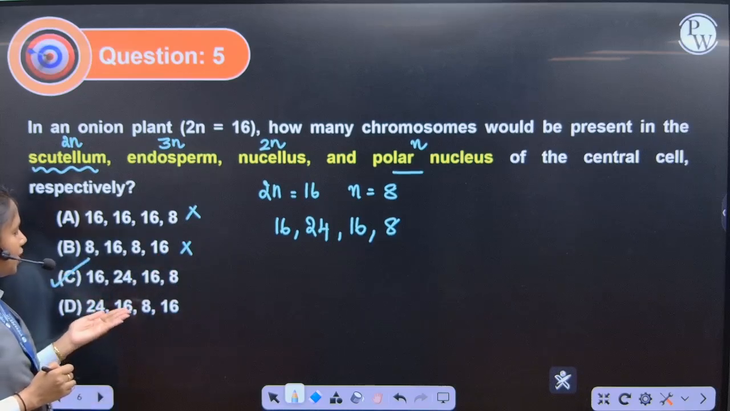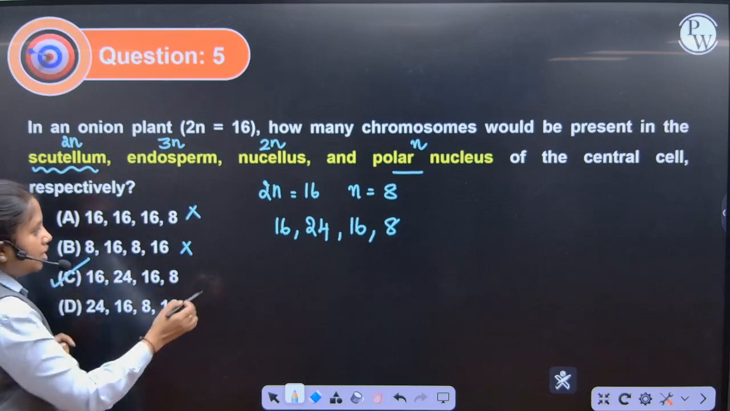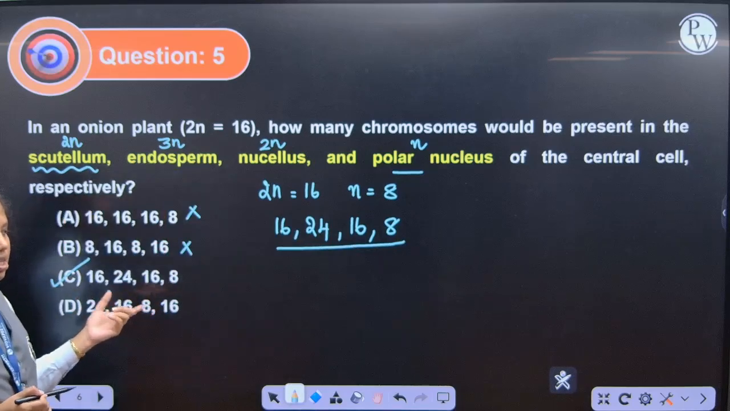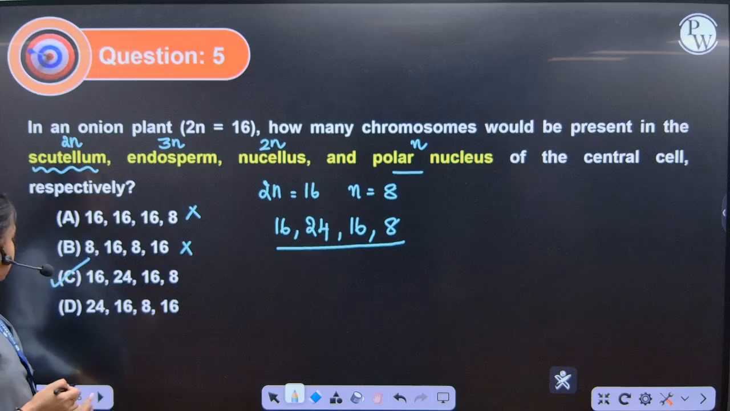The last option is 24, 16, 8 and 16. So here we have got 16, 24, 16 and 8, and option C says the same. So the correct answer will be option C.